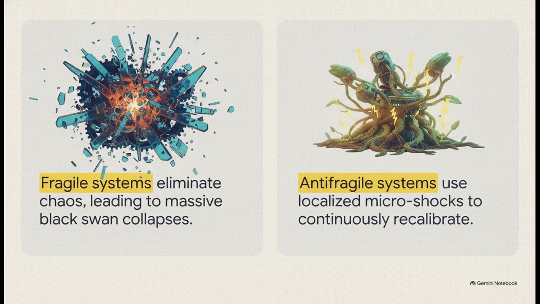You see, fragile systems try to eliminate all chaos, but nature really doesn't like that, and depriving a system of stressors inevitably leads to massive, catastrophic black swan collapses. Antifragile systems, on the other hand, use localized microshocks to continuously recalibrate themselves. And that's exactly why the Holy Fool is the ultimate antifragile mechanism. They inject just enough small, localized chaos to prevent the entire societal system from ossifying and breaking apart.